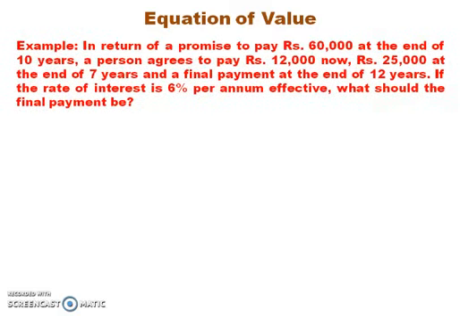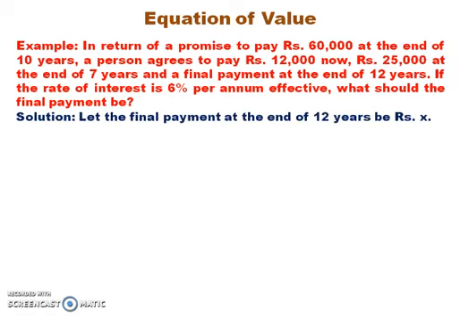In return of a promise to pay rupees 60,000 at the end of 10 years, a person agrees to pay rupees 12,000 now, rupees 25,000 at the end of 7 years, and a final payment at the end of 12 years. If the rate of interest is 6% per annum effective, what should the final payment be? So here you have to find out the final payment which you assume to be X to be paid at the end of 12 years.